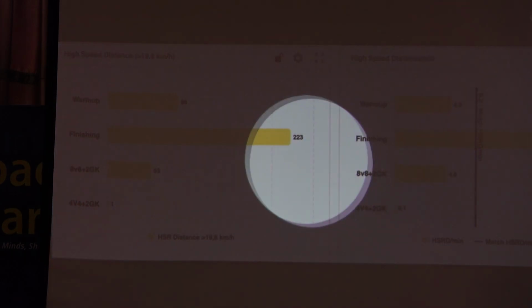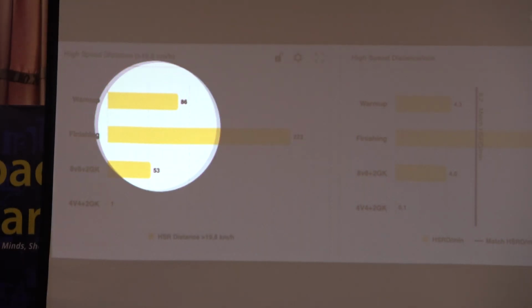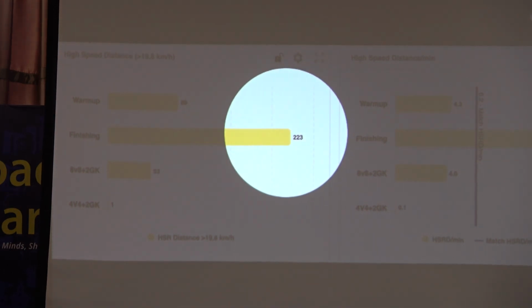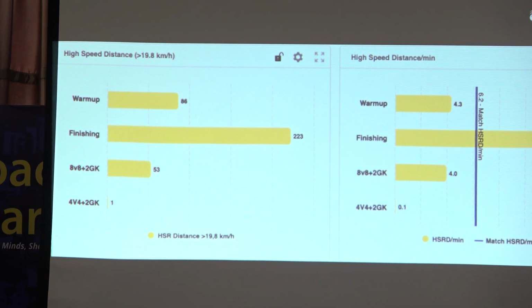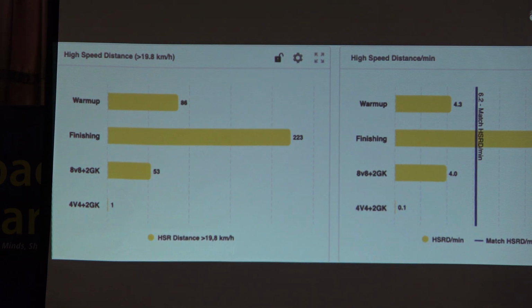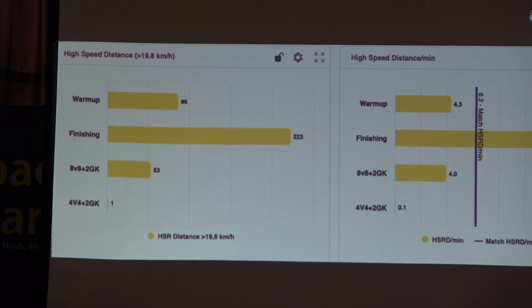So if we look at the absolute high-speed running distance, it's only 220 meters. But because the session is short, it's not playing like that for 90 minutes. So the intensity must be very, very high.